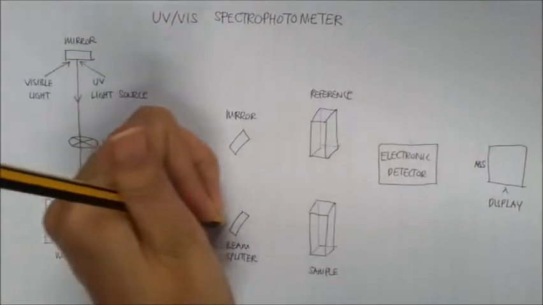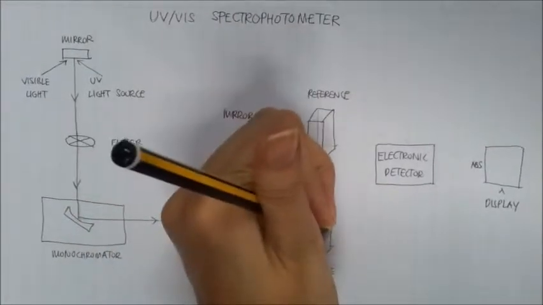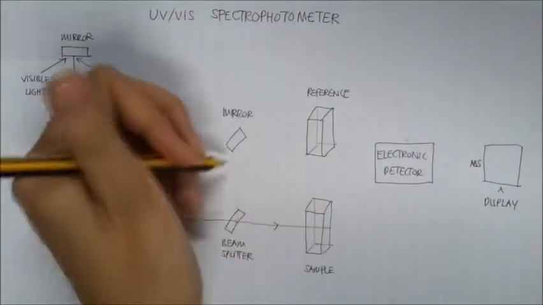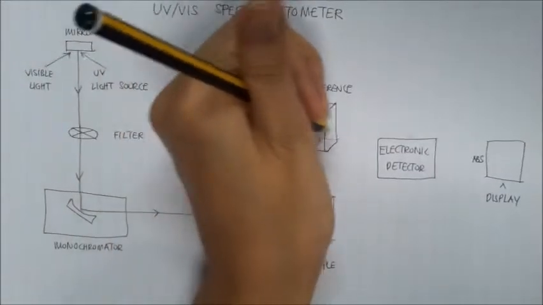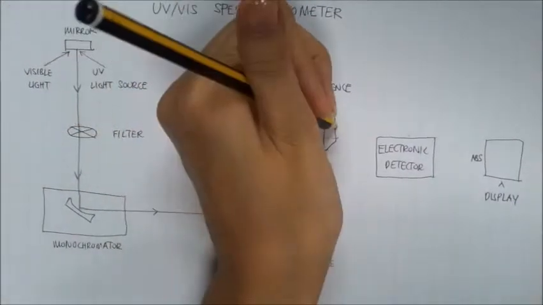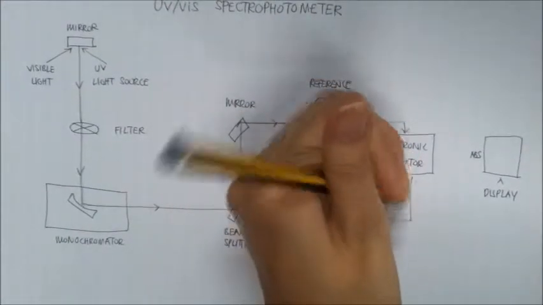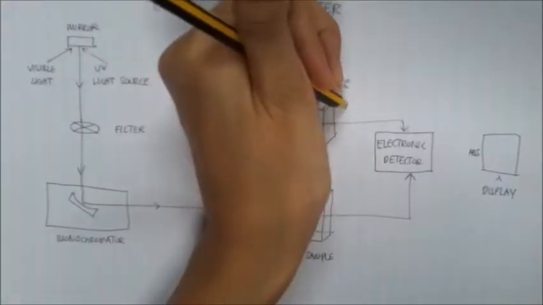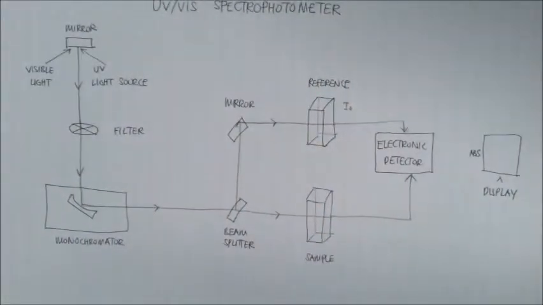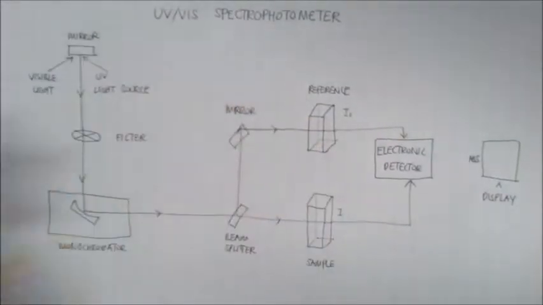When the light reaches the beam splitter, it is split into 2 beams before it reaches the sample. One beam is used as the reference, and the other beam passes through the sample. The intensities of these light beams are then measured by an electronic detector. The intensity of the reference beam, which should have little or no light absorption, is defined as I0, while the intensity of the sample beam is defined as I.